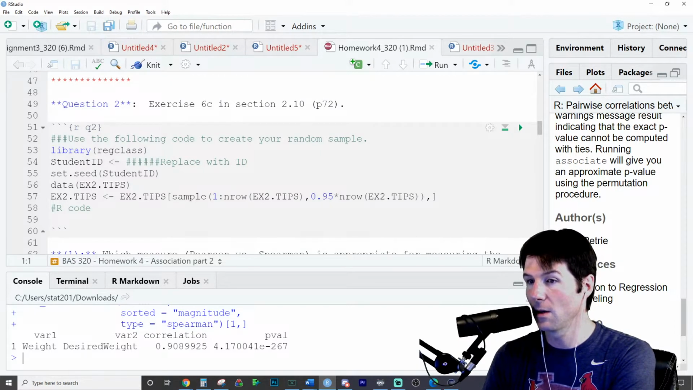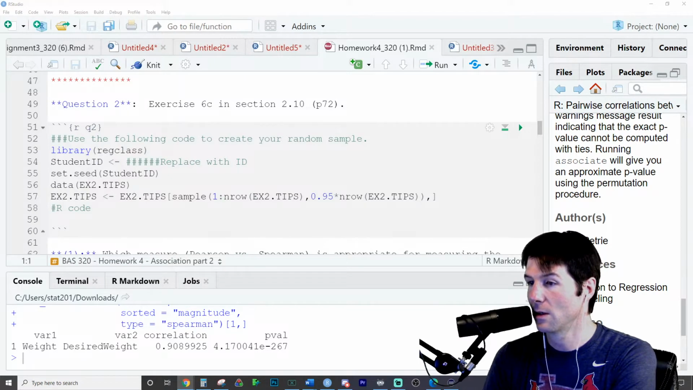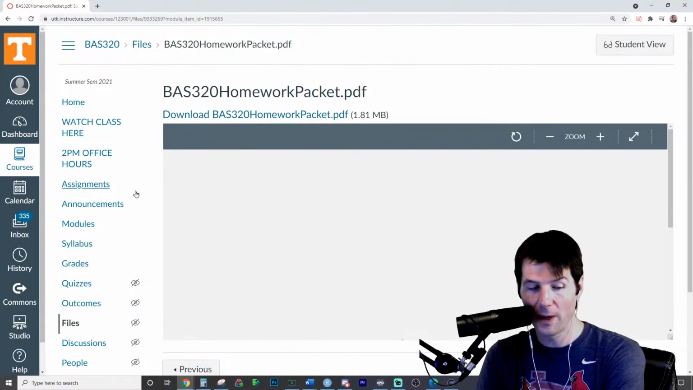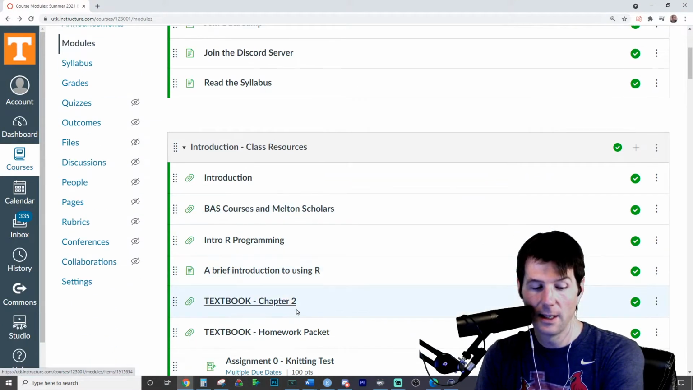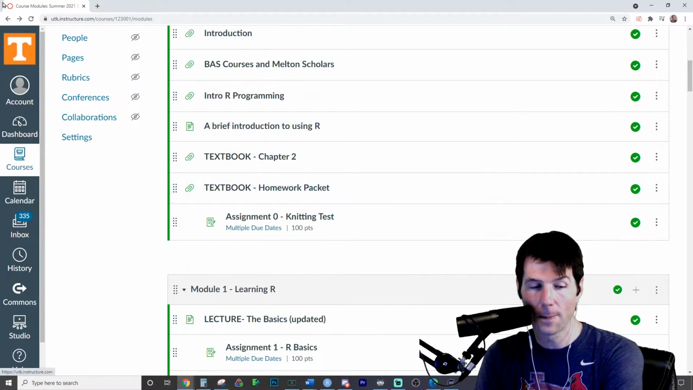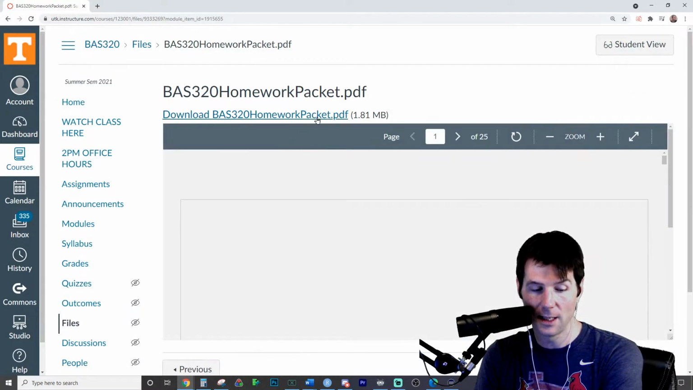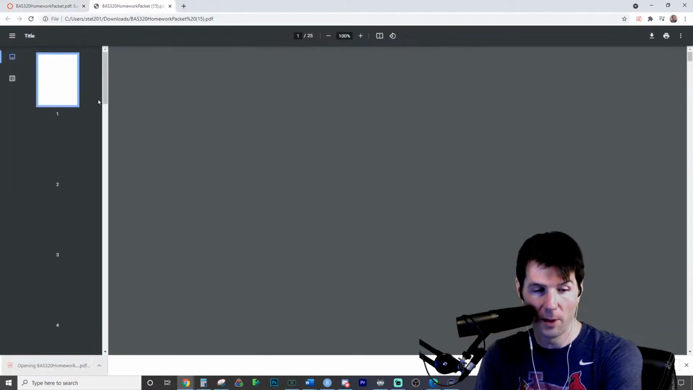So we need to go get the homework packet. And let's go take a look at that. The homework packet is right here. I'll show where that's at. Homework packet's under the modules section. Make sure to be under modules and go to the homework packet right here. There's the homework packet. Download the homework packet and open up the homework packet.